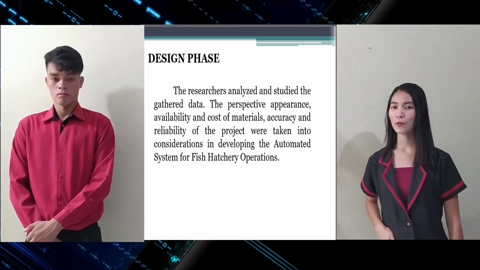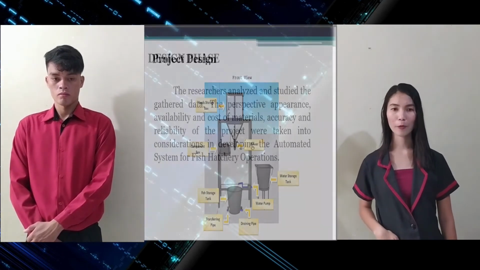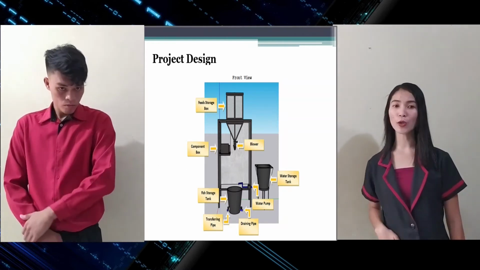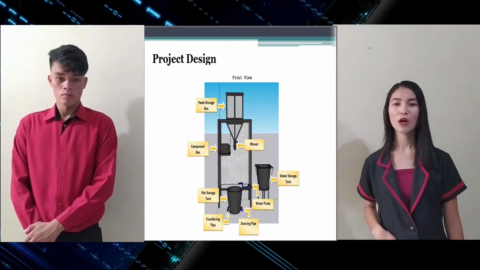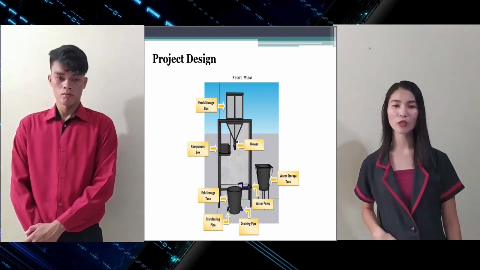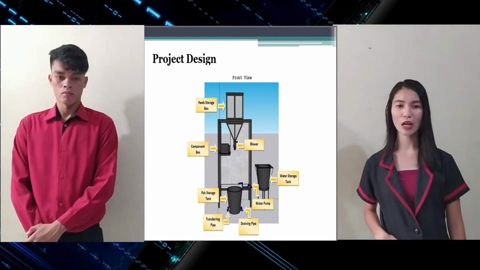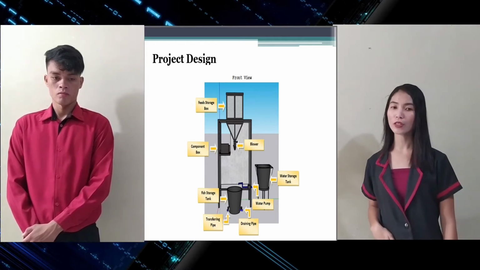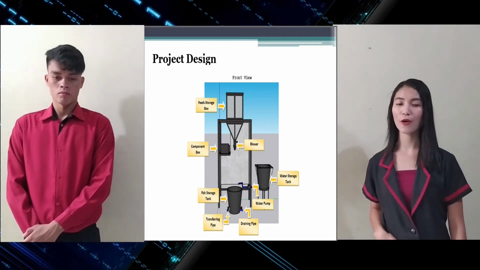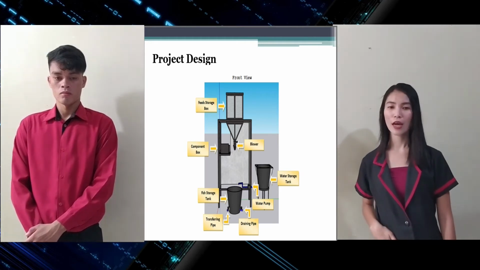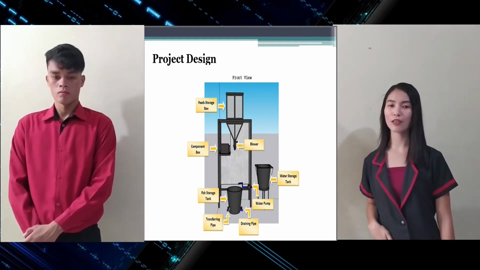Front view of automated system for fish hatchery operations. Figure 5 shows the front view of the project. It shows the feed storage box where the feeds are stored, the component box, the fish storage, the water storage tank, and the pipes for draining water and transferring fish. The water pump is used to supply water from the water storage tank to the fish storage tank, and the blower is used to spread the feeds wide.